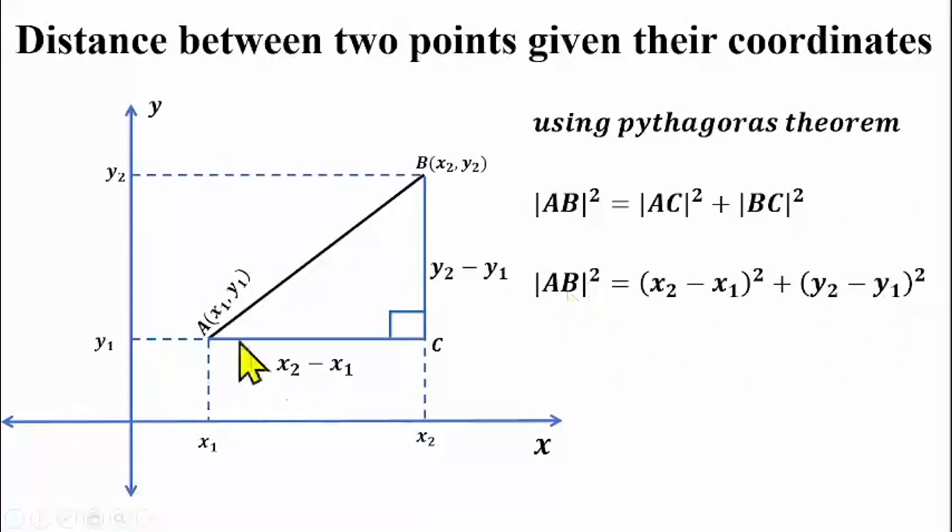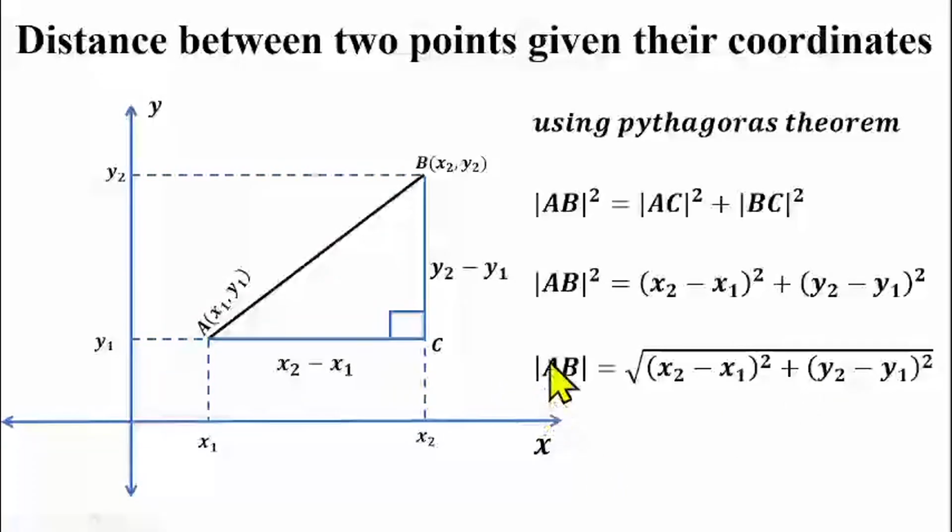Our aim is to find AB, not AB squared. So we need to get rid of this square. All you need to do is to take the square root of both sides. That means length AB will be equal to the square root of x2 minus x1 squared plus y2 minus y1 squared.